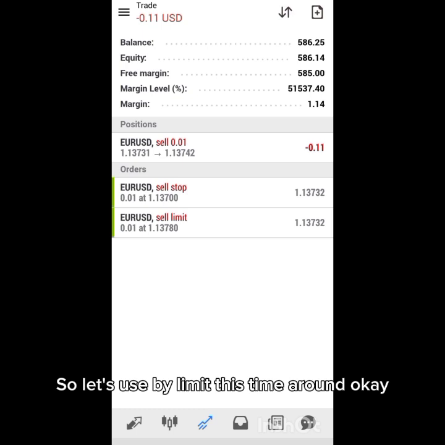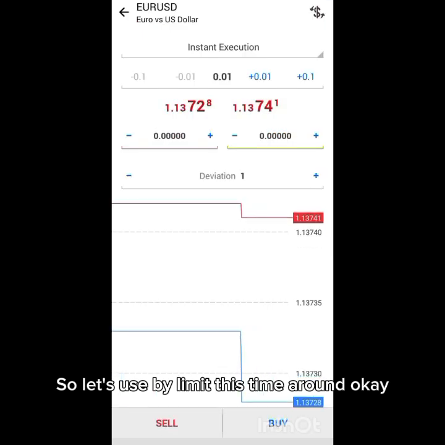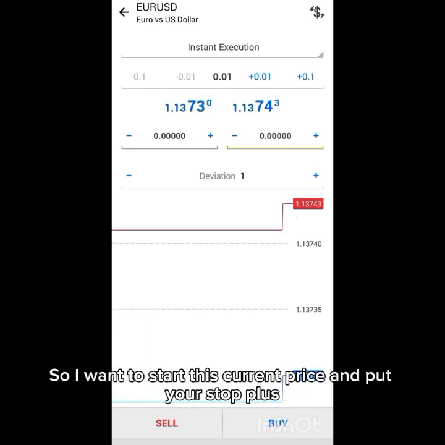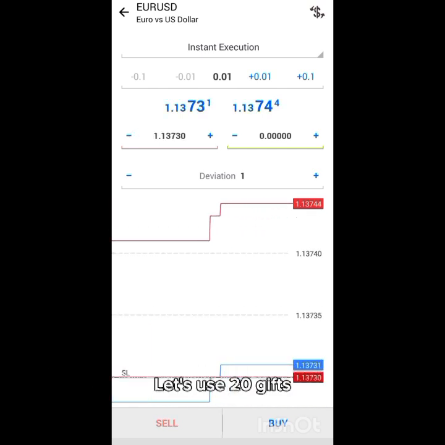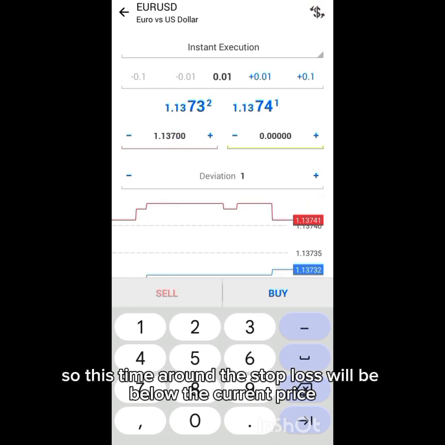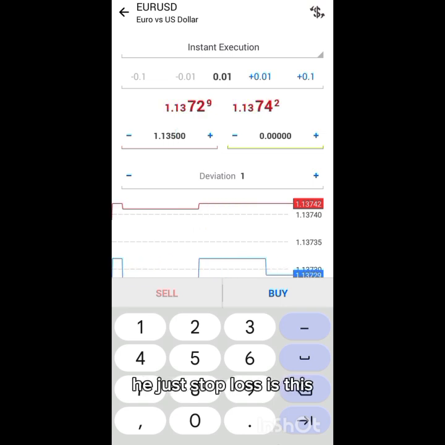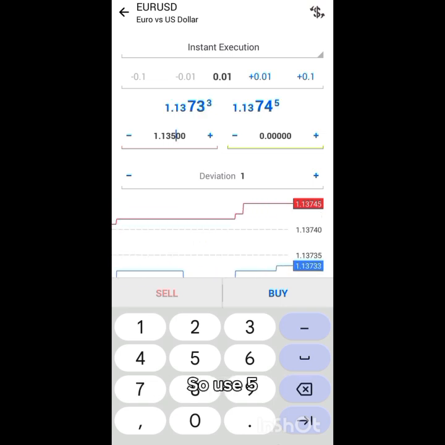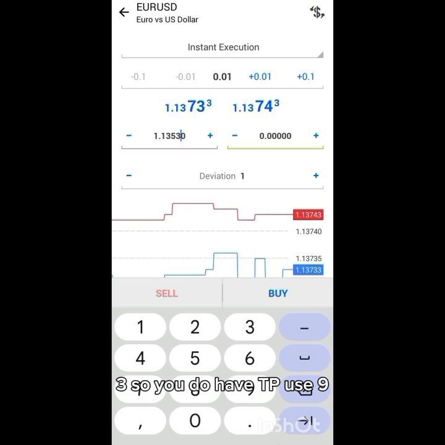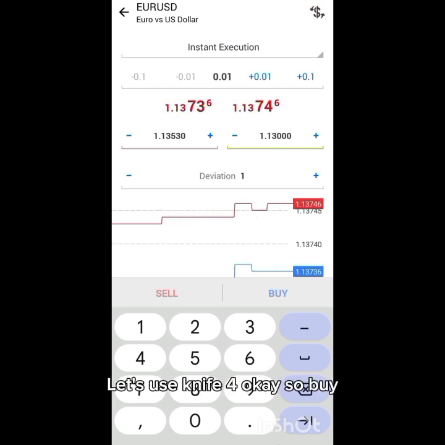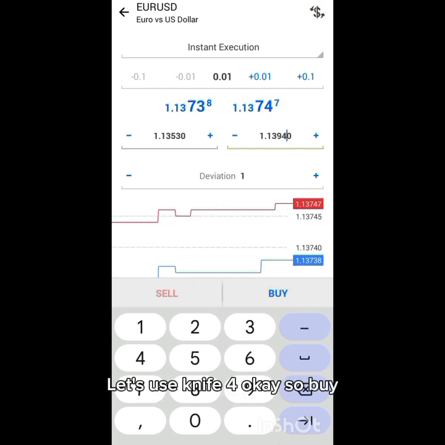So let's use buy limit this time around. Okay, let's use buy instant execution first. So I want it at this current price. You put your stop loss. Let's use 20 pips. So this time around, the stop loss will be below the current price. So we use 5.3 because what will hit your stop loss is this. So use 5.3. So you do our TP. We use 9.3. This time around, buying with 9.4. Let's use 9.4. Okay, so we'll buy.